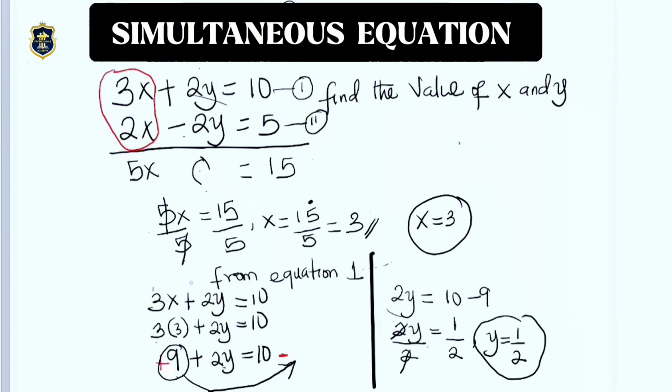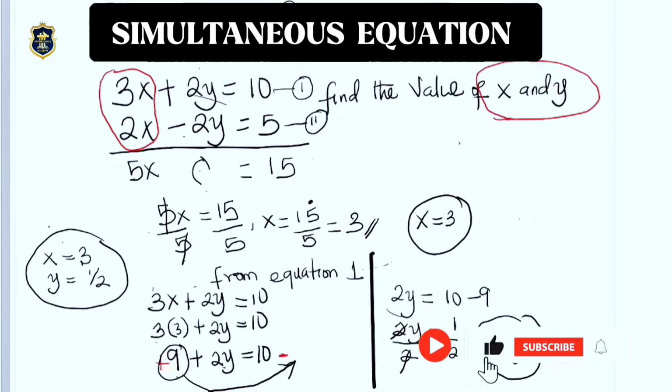Therefore, x is equal to 3, and y is equal to 1 over 2. That's the value for x and y. Remember the question said find the value of x and y, so the value of x and y is what we got here.